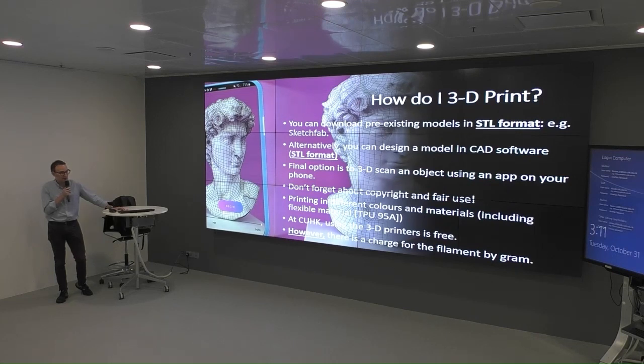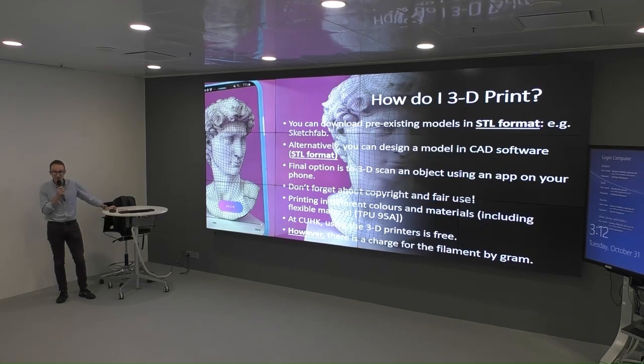You'll see that in the next presentation. If you want to go about actually doing it, well, there are various ways. You can get pre-existing 3D models. The file format is STL. STL is just like a file extension, like PDF or something. As long as you have a file in that format that can be read by a 3D printer, you can produce your object.